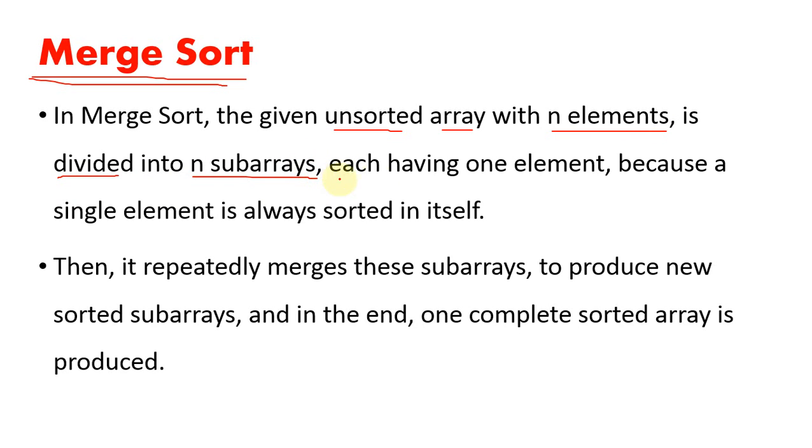Okay, each having one element, because a single element is always sorted. Means once this large or unsorted array is divided into n subarrays, the finally small subarrays will have single elements. This is L1, this is L2, this is L3. Each of the n lists will have a single element. When it reaches a single element, then we will apply the next measures.